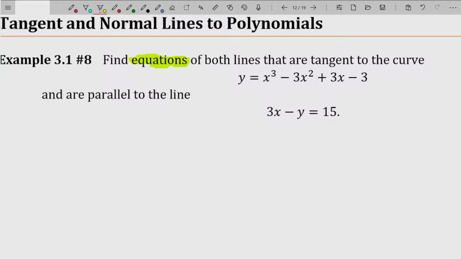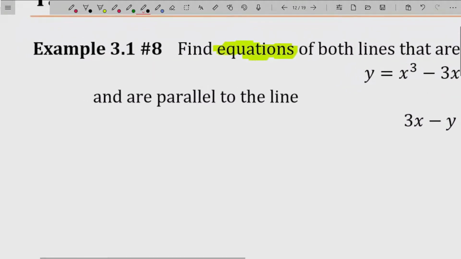So find the equations of both lines that are tangent to the curve y equals this polynomial, and which are also parallel to the line 3x minus y. This is what I consider to be a very complex problem because it's got a lot of information in it, and it requires a lot of critical thinking to read through it. If you get confused easily, then it might be best to write down explicitly what they're asking for. So I'm going to write down what we need here.